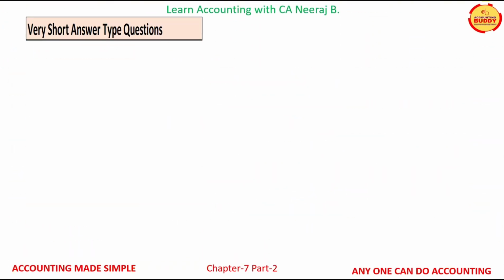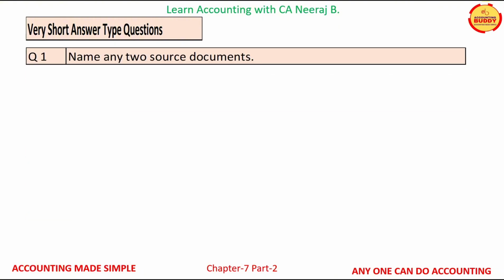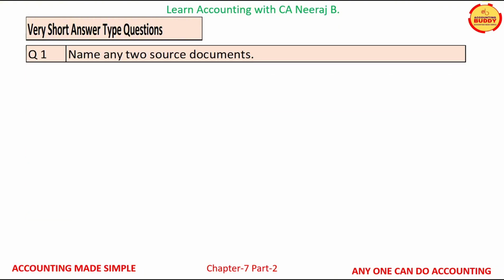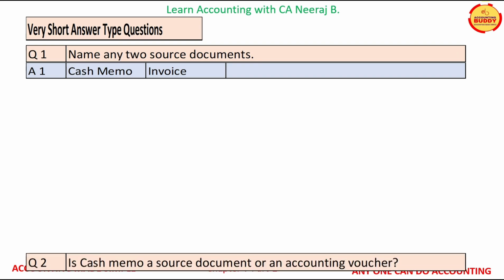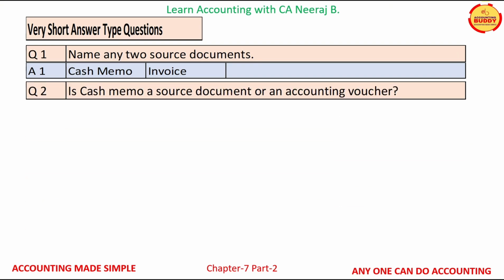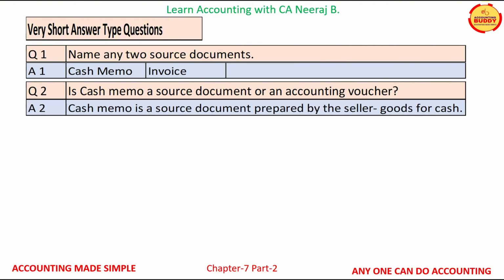In this section, let us try and answer very short answer questions. Question number 1, name any two source documents. The answer is cash memo and invoice. Question number 2, is cash memo a source document or an accounting voucher? The answer is cash memo is a source document which is prepared by the seller when the goods are sold for cash.